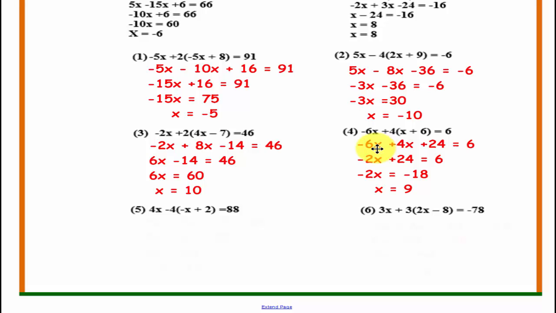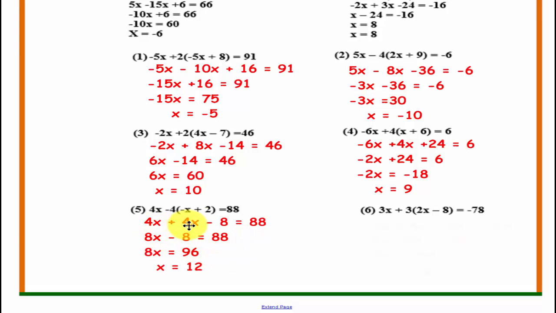Let's look at this one, problem number 4. Here we have negative 6x plus 4x plus 24 equals 6. Okay, so since we have 4 times x, that's 4x, plus 4 times 6 is 24. Negative 6x plus 4x is going to be negative 2x plus 24 equals 6. Negative 2x equals 18. We have to subtract 24 from this side, subtract it from here. So we have negative 18. Negative 2x goes into negative 18. So the answer is going to be positive. X equals 9. Let's look at problem number 5.